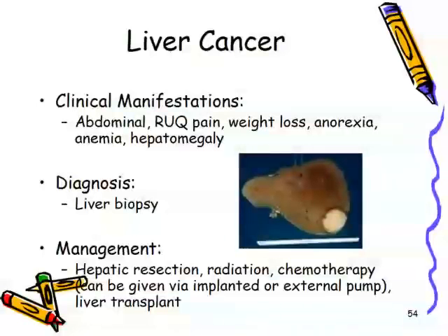Typically what brings them in is abdominal right upper quadrant pain, weight loss, anorexia, anemia, hepatomegaly. It's diagnosed by liver biopsy, CT, and MRI, and the management of it is to remove the part of the liver that's cancerous, radiation and chemo. This can either be given in an implanted method or as an external pump. And last resort would be that the patient would need to be on the organ transplant list for a liver transplant.